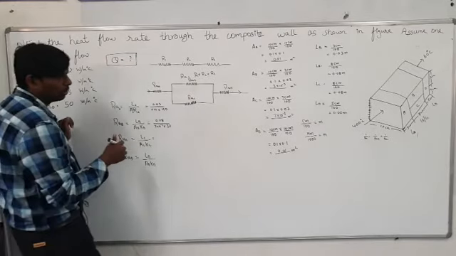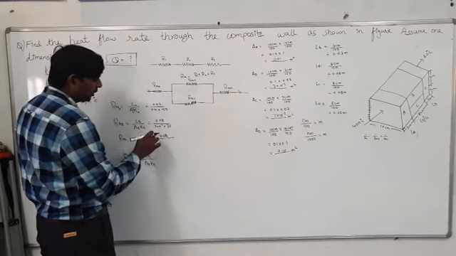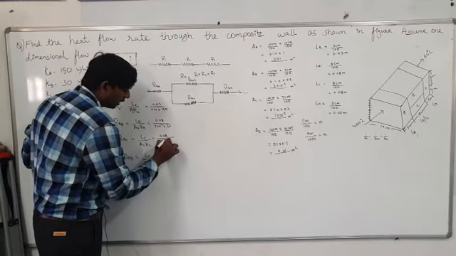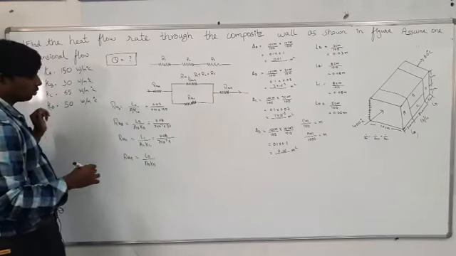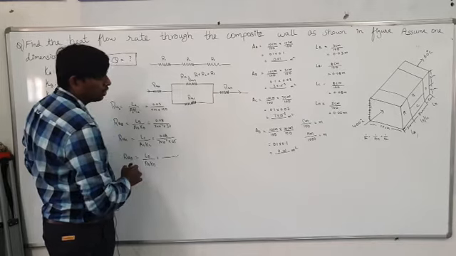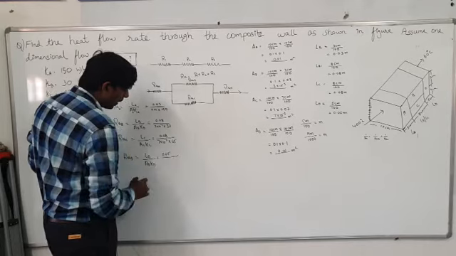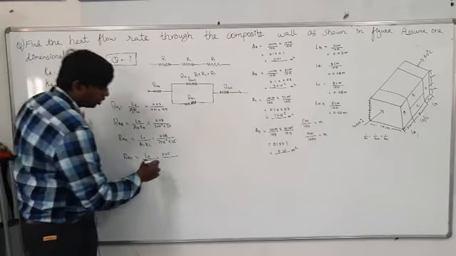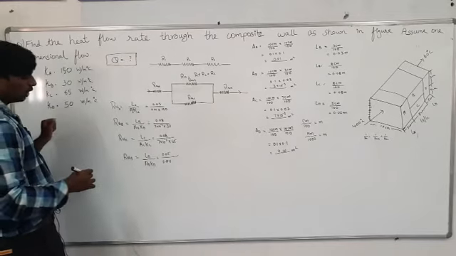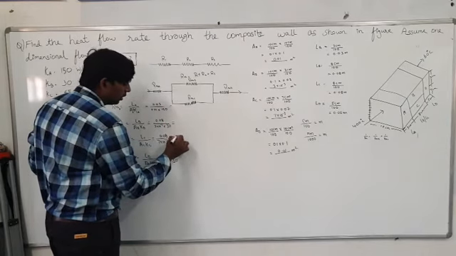LC value is 0.08. AC value is also given, 7 into 10 to the power of minus 3. KC value is given in your question, 65, take as it is. LD value is 0.05. AD value is 0.01. KD value is 50.